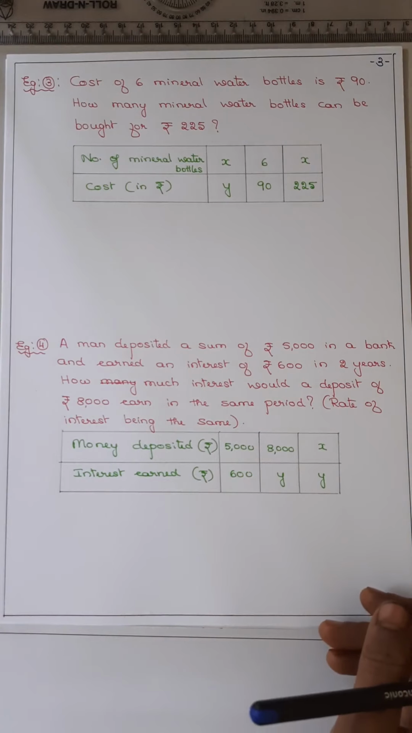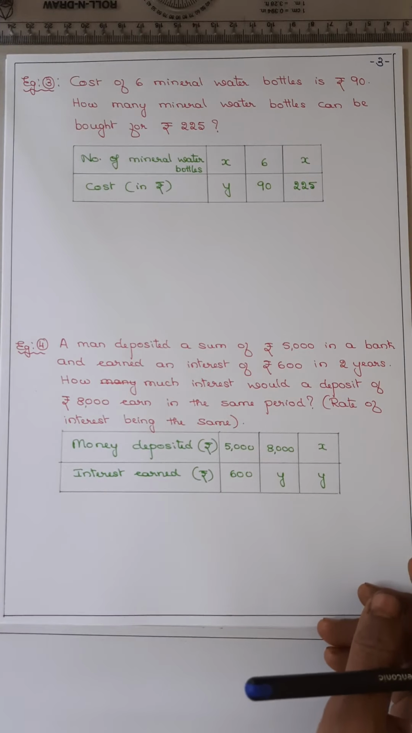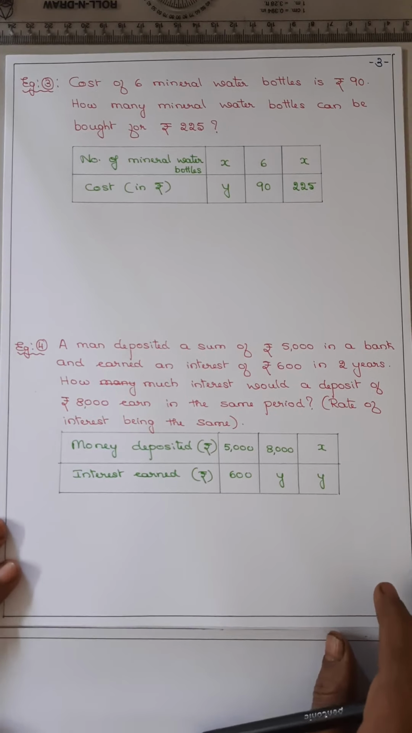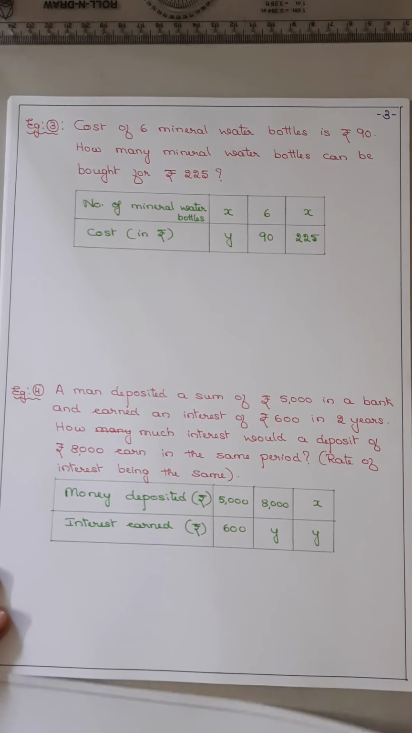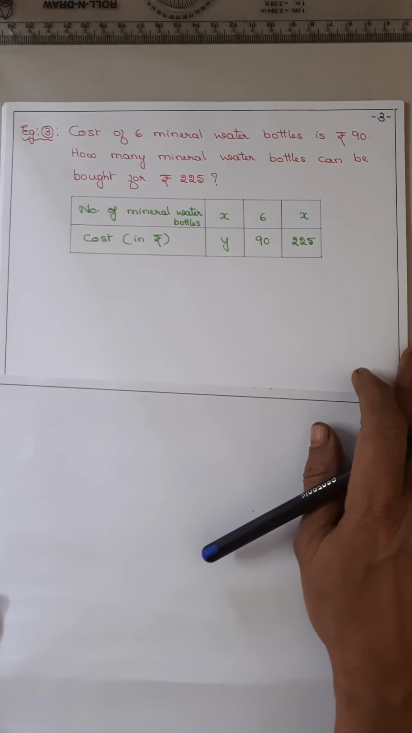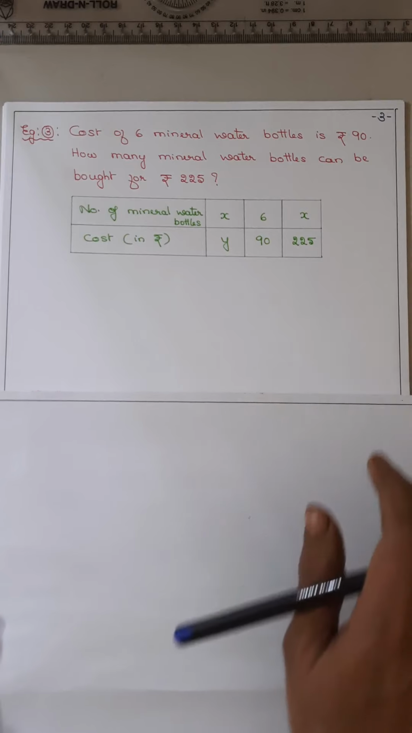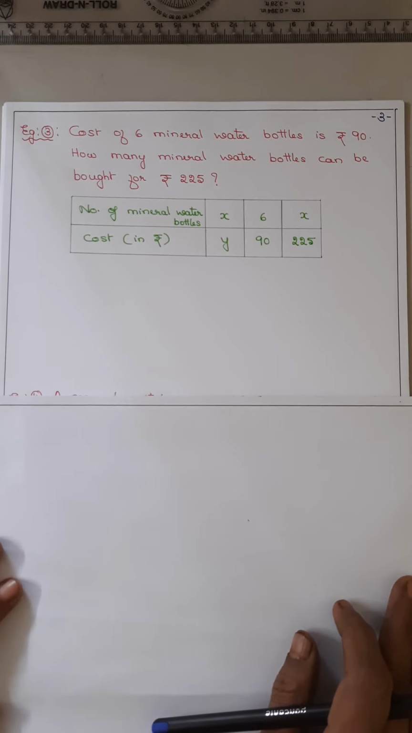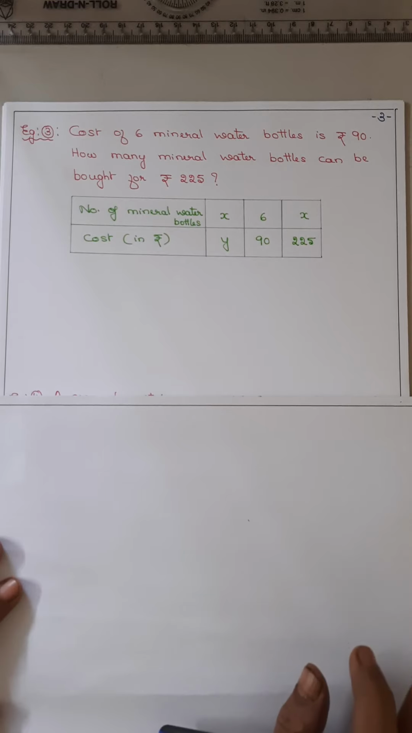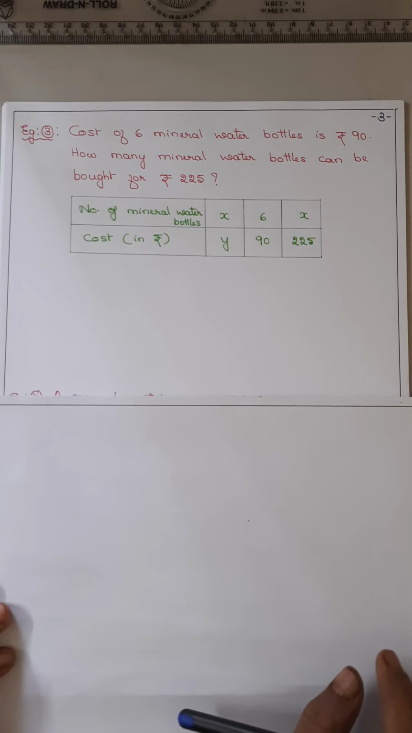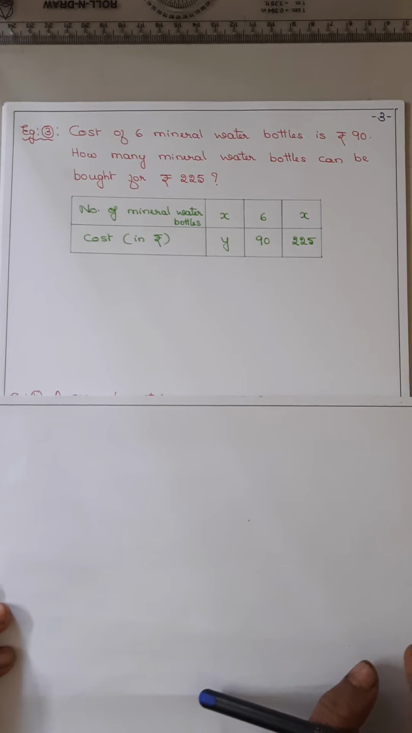Example 3. The cost of 6 mineral water bottles is 90. How many water bottles can be bought for rupees 225? It is a word problem. पहले understand करो. हमेशा याद रखो, number of some quantity, some item and the cost, every time it is a direct variation.